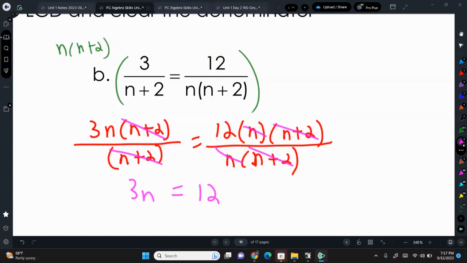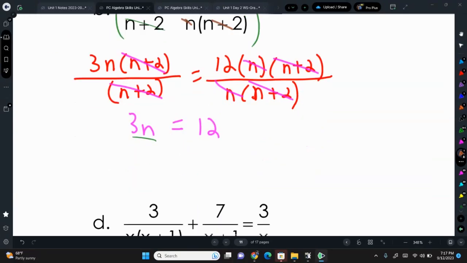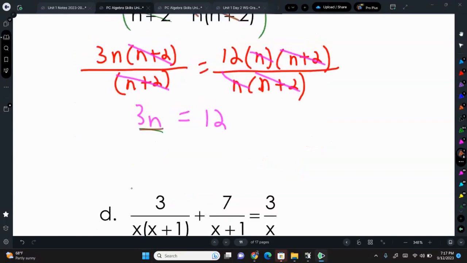So you will be able to skip that red step eventually and just look at the first one and say, okay, I know that the n plus 2 here is going to cancel with the n plus 2 there to give me 3n. And I know for the second one that everything will cancel and I'll be left with just 12. So we'll divide both sides by 3 and n is equal to 4. So I think that was much easier than cross multiplying.